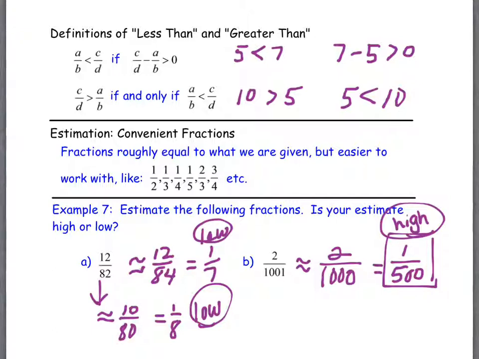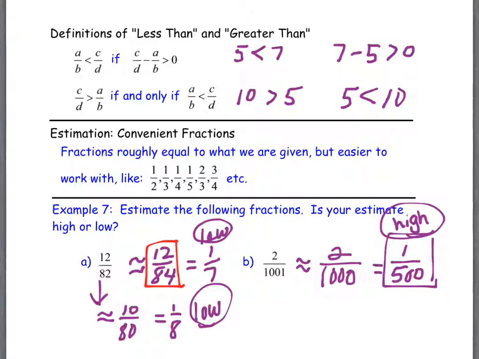I have a question. Yeah. I'm a little out of it today, but on the other one, you turned the 12 over 82 into 12 over 84, but it's still a low estimate. But on this one, the 12 over 84, is that what you're looking at? I guess I'm just trying to figure out how we know it's low or high for sure.